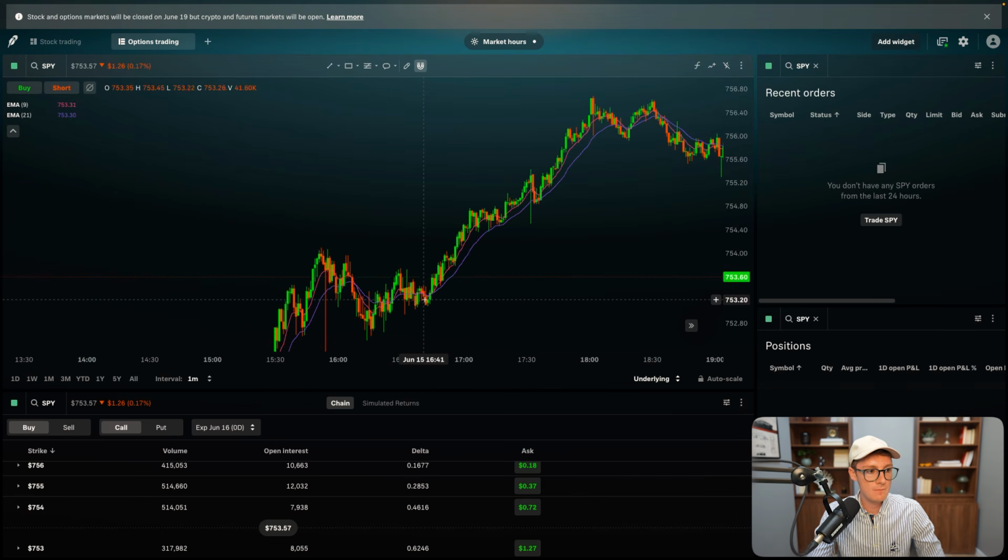So this would have been a monster trade. You would have caught 753 all the way up to about 756 on SPY and could have made 200, 300, 400% on those contracts. These 0 DTE contracts are going to move like crazy and you'll see in a minute here when we go through a live example. So again, you wait for the cross above, enter your calls, and then you just wait for it to cross back below to sell those calls.